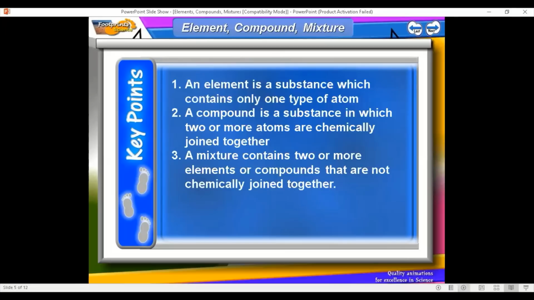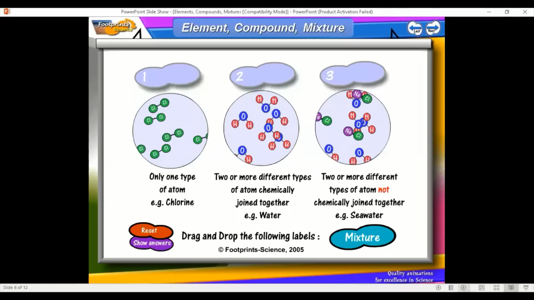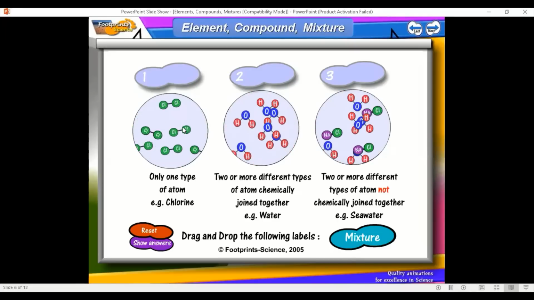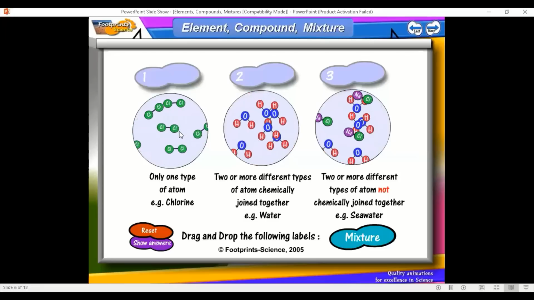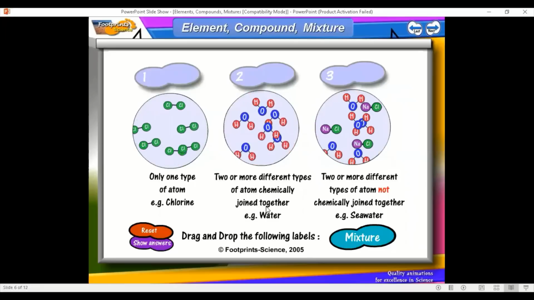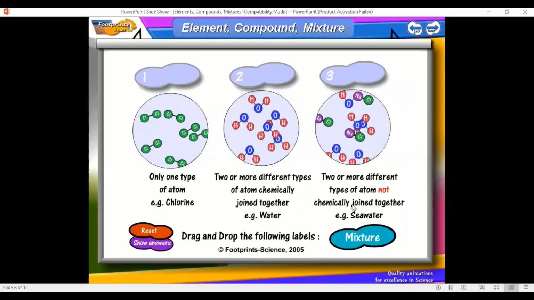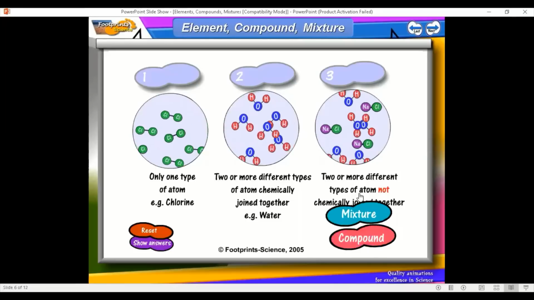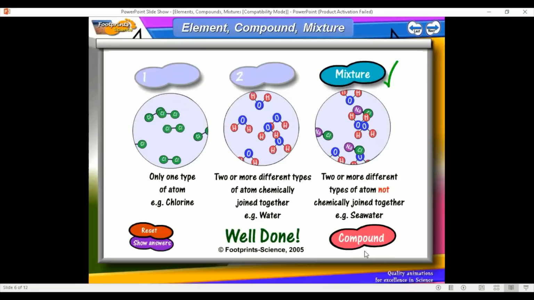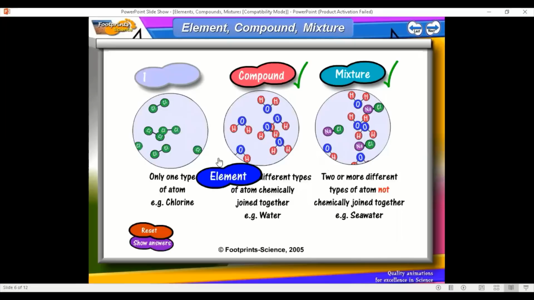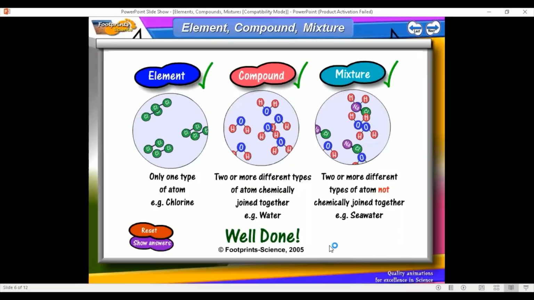So your next one, this is giving you an example, right? Chlorine, it's just made of one type of atom. There's two together, but here we have different types. Here we have lots of different types. So what do you think we'll say? Should you say that's a mixture? Oh, we're right there. You say that's a compound? We're right there. And you say that's an element? Spot on, we're right there.